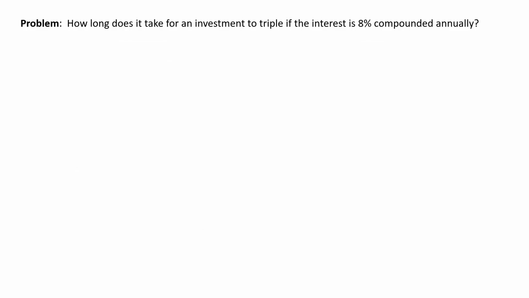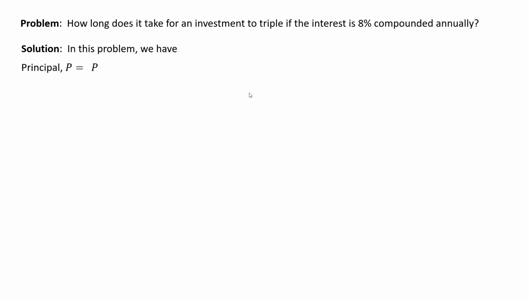How long does it take for an investment to triple if the interest is 8% compounded annually? Oh, sorry, I should have given you some time to think about what in the world the problem is asking. How long does it take for an investment to triple? So you deposit 1,000, you should get back 3,000. If you deposit 15,000, you should get 45,000. The interest rate is 8% compounded annually. How many years do you need to keep this investment in so that you'll get triple your money?